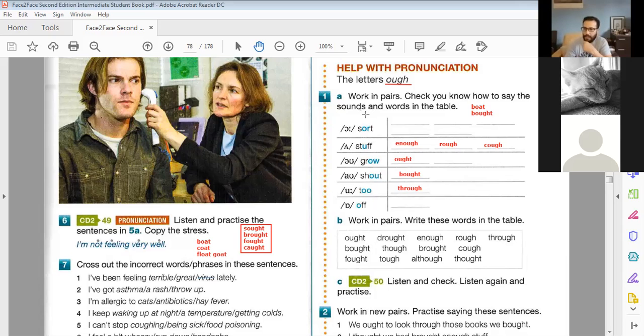Now, here, can you see these words, Brian? The list, the ones with the blue letters. Can you read this column, please? Can you see them? Sort, stuff, grow, shout, to, off. Okay. Now, what we need to do is we need to match the same sound in the blue letters with the words in the box. Now, I already started with a group of them, but you need to do your fair share as well.